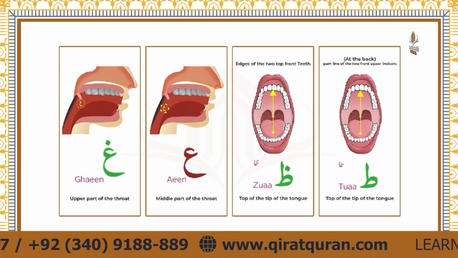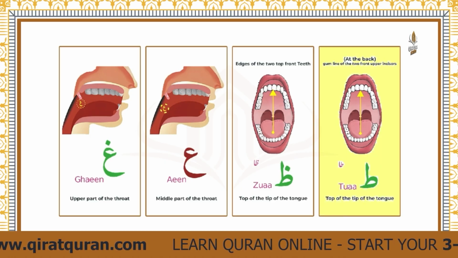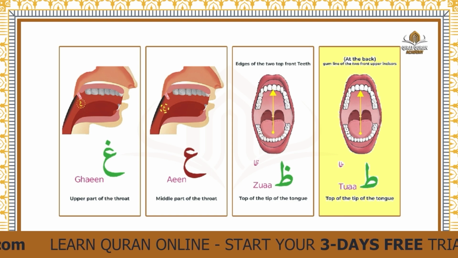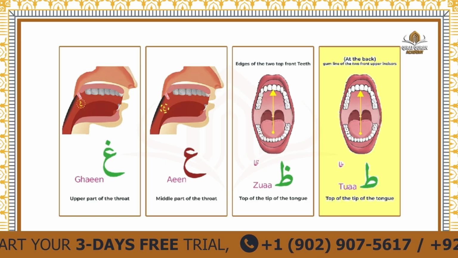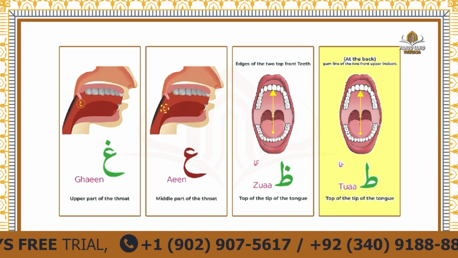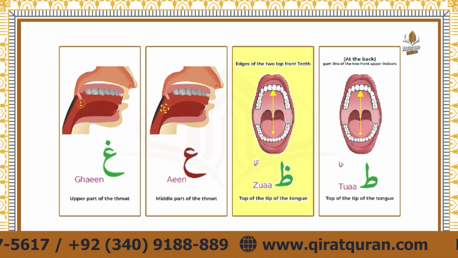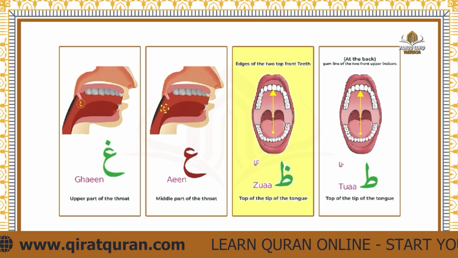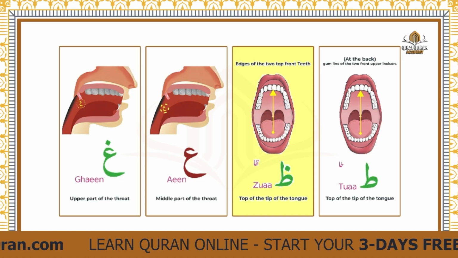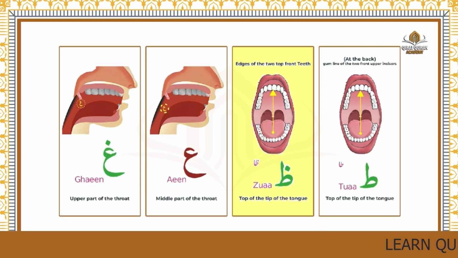And then we read about the origins of these letters. So first, Twa: the origin of this letter is the top of the tip of the tongue, this part of the tongue, and it will connect to the gum line of the two front upper incisors at the back. And then we read about the origin of Zwa, that for pronouncing Zwa, we have to use the top of the tip of the tongue, and it will connect to the edges of the two top front teeth. Here, this part of the tongue will connect to the edges of the two top front teeth, and this is the origin of letter Zwa.